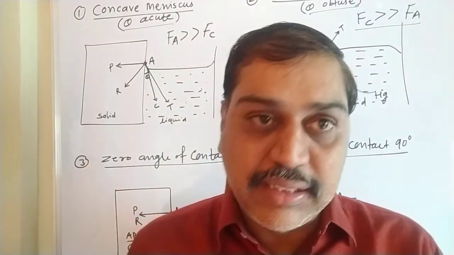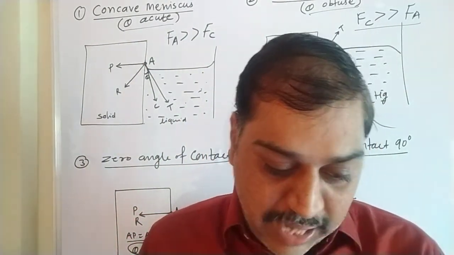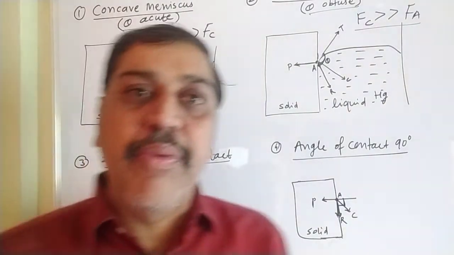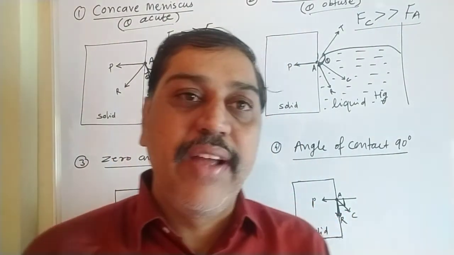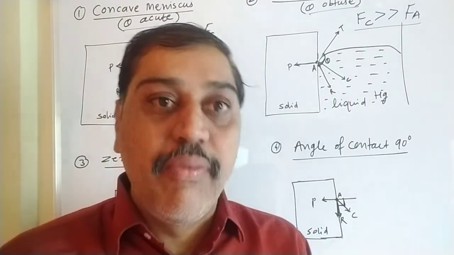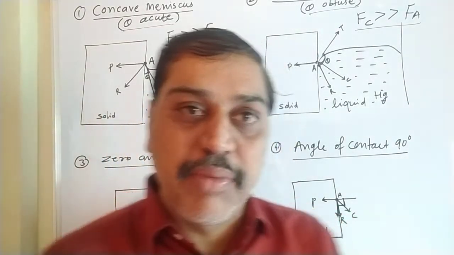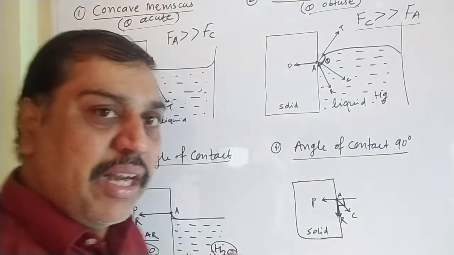Apart from this, they have mentioned in the book one diagram. Same diagram, they have mentioned angle of contact is 90 degrees. They have given some conditions: when the angle of contact would be acute, when it will be obtuse, and when it will be 90 degrees. For that they have derived some conditions. So I will write one condition here.